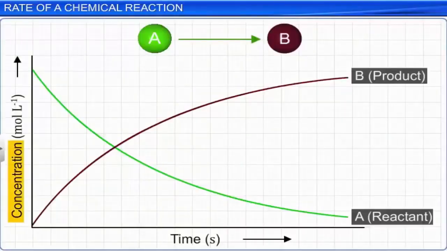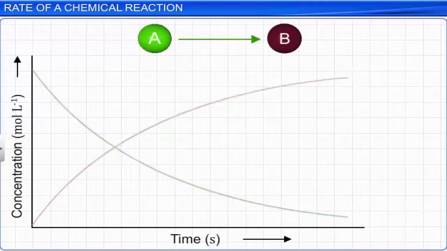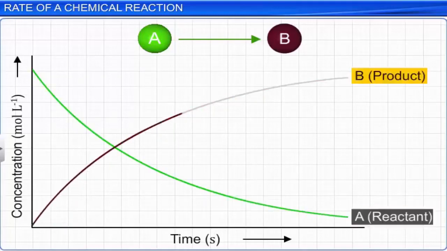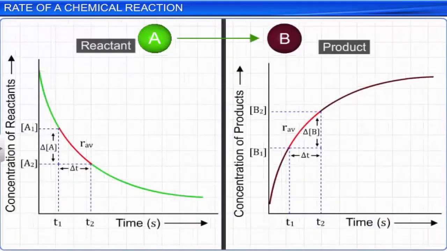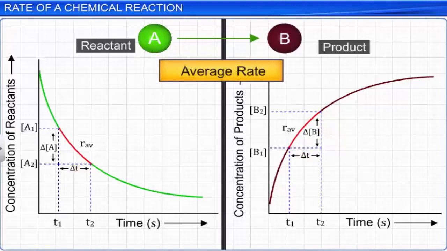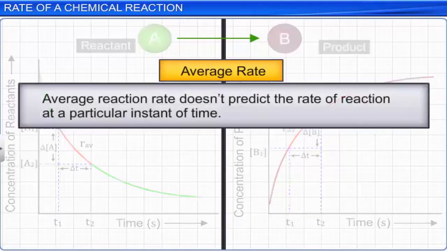If we plot the concentration of A and B against time, we get the graph shown here. From the graph, we can see that the concentration of reactant A decreases with time, while the concentration of product B increases with time. Note that the change in the concentration of the reactants and products and the time taken for that change to occur, as shown here, depicts the average rate. However, the average reaction rate doesn't predict the rate of reaction at a particular instant of time.